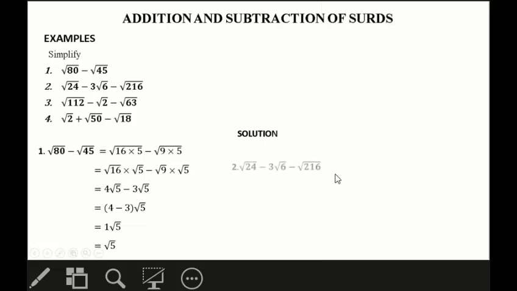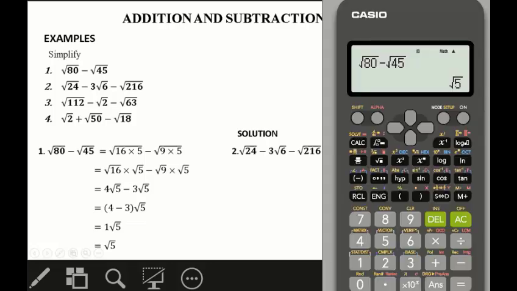So let's continue. We look at question number 2. We have root of 24 minus 3 root 6 minus root of 216. Over here, we will find the simplified versions of each one of these. But first, we must use our calculator to determine how the expansion of each is going to be. So we bring our calculators and let's see. I want us to do that. After that, I'll come and write it.